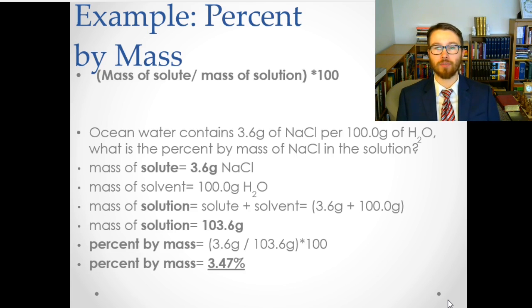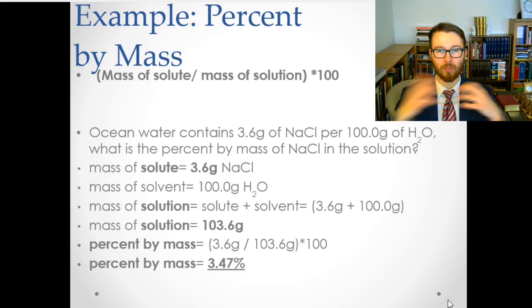So here's the question. Ocean water contains 3.6 grams of sodium chloride per 100 grams of H2O. What is the percent by mass of sodium chloride in the solution? Well, in order to find the percent by mass, we're going to have to find the mass of the solute and the mass of the solution, and then multiply those by 100. So, the solute. What is the solute? Well, the solute is the thing being dissolved, and so that's the sodium chloride, the salt. The solvent is water, but the solution is the whole thing put together.